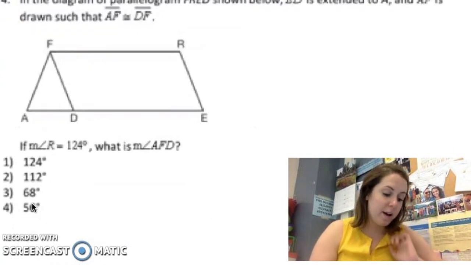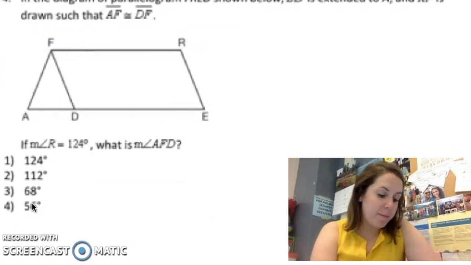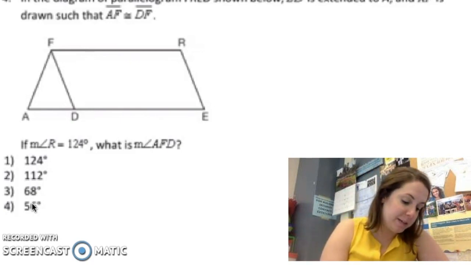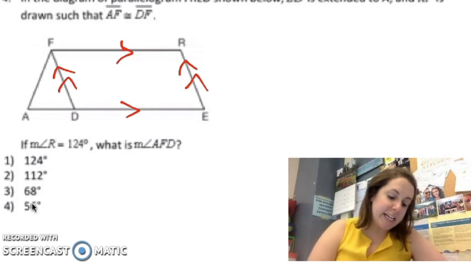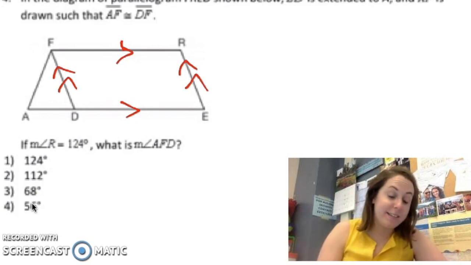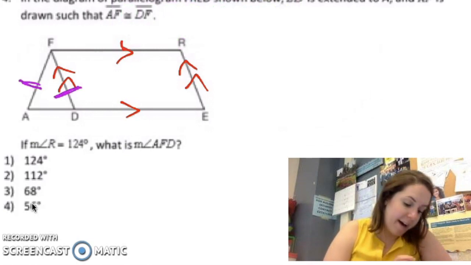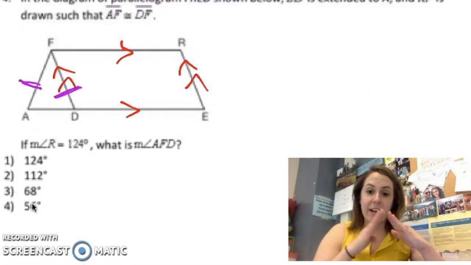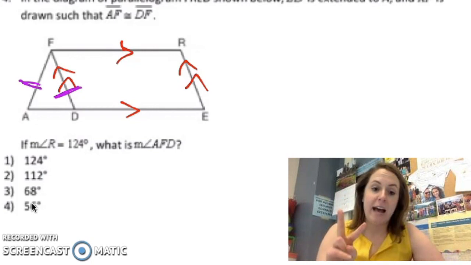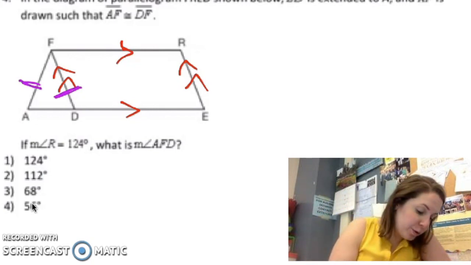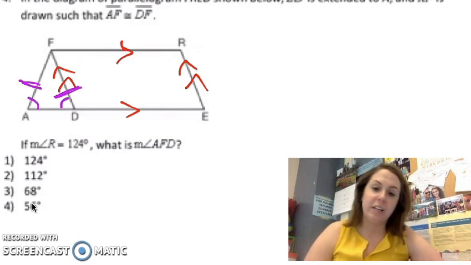All right, next one. Diagram of parallelogram FRED. So I know this is a parallelogram here. ED is extended to A and AF is drawn such that, and this is really important, AF is congruent to DF. So I see there that I have an isosceles triangle. Two equal sides should signal in your brain two equal angles. So those base angles are going to need to be congruent.